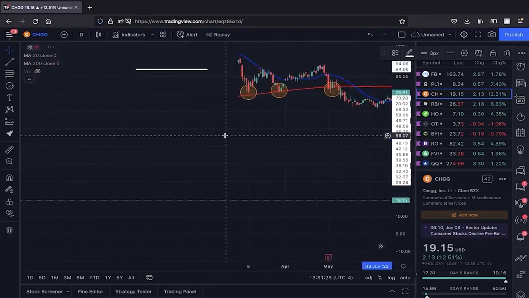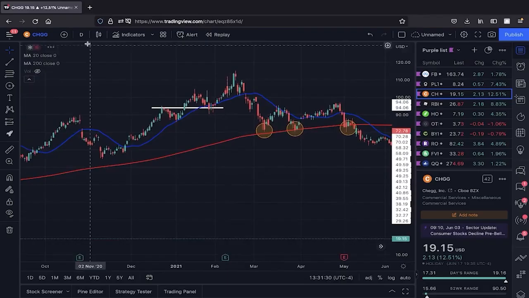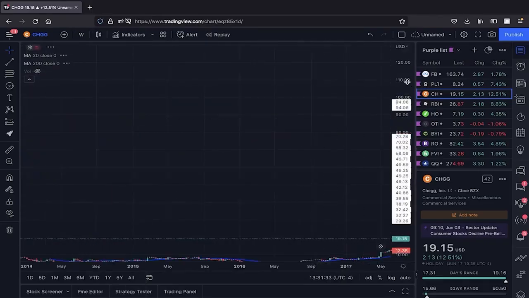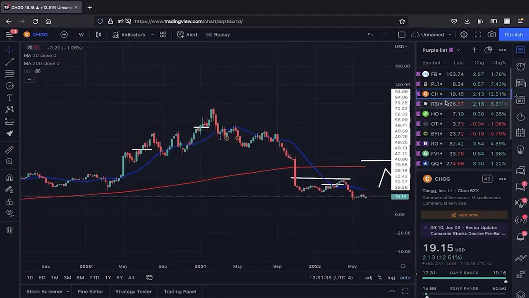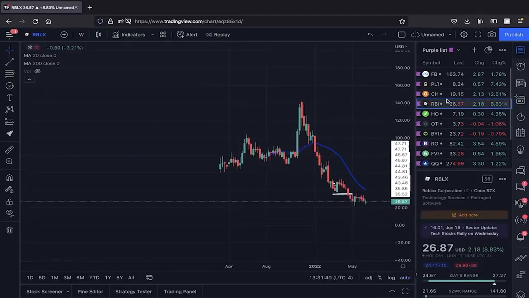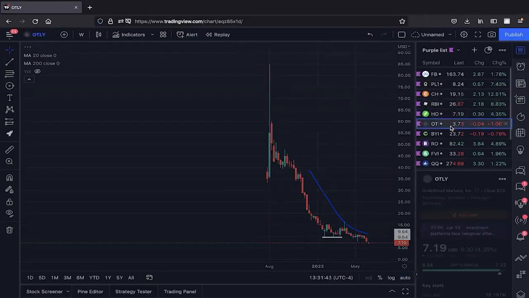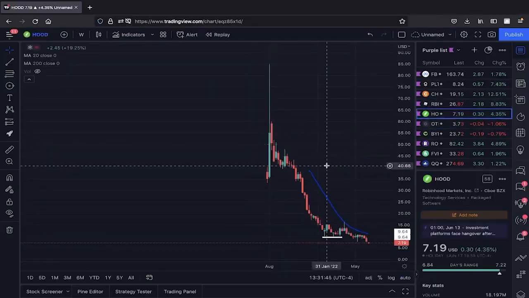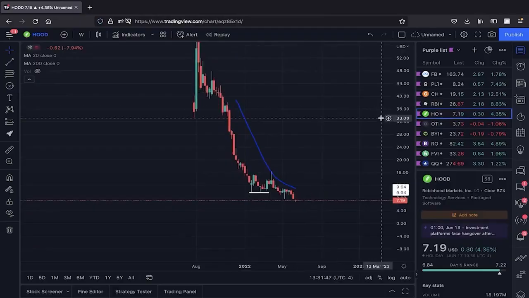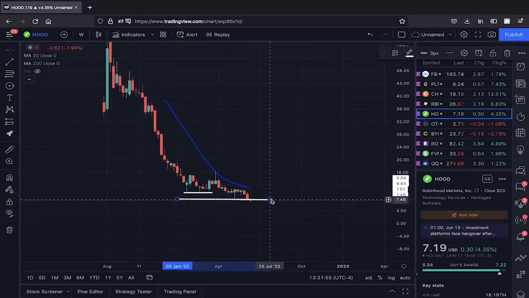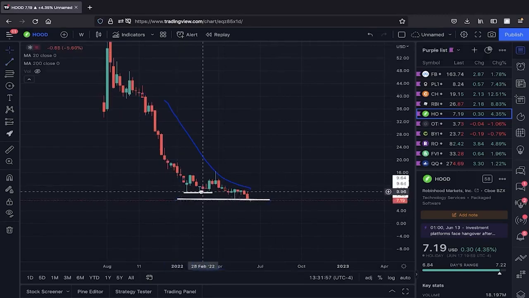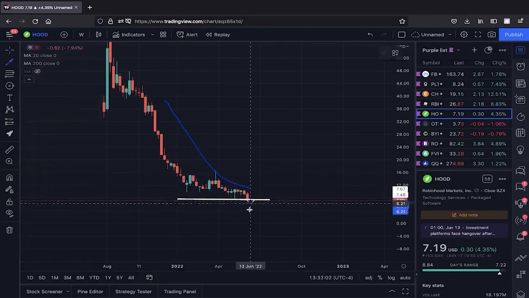I'm going to try to find maybe an example here. Let me look. Okay, this is actually a fine example. We could look at Hood, for example. Let's say we were shorting Hood under this base. Just as an example. I'm not saying I would do this, but let's say that's what you were going to do, right? Well, there's no support at all under this base.